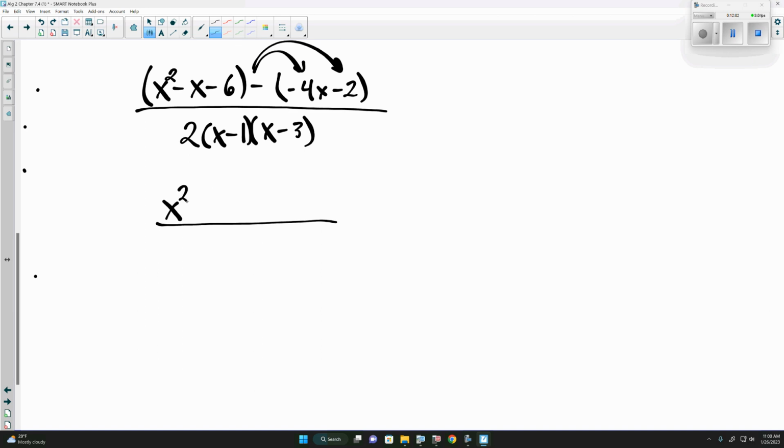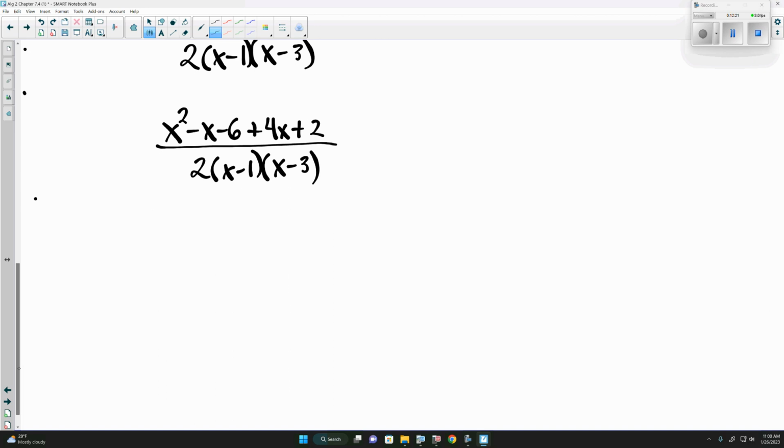Now the x squared minus x minus 6 stays the same, but if we subtract negative 4x, a negative and a negative make a plus. The negative and negative 2 make a plus 2. So now that we have that done, we can combine like terms. X squared does not have any like terms, so it's going to say x squared. But negative x plus 4x is going to be plus 3x. And negative 6 plus 2 is negative 4.